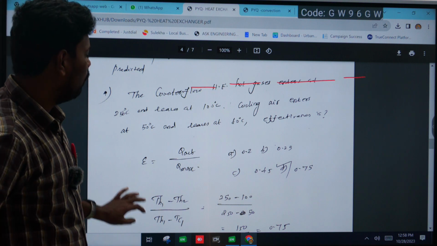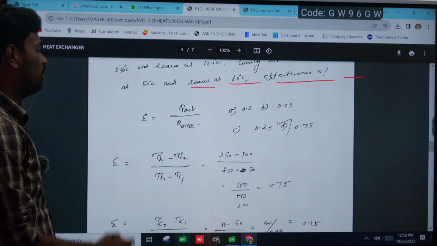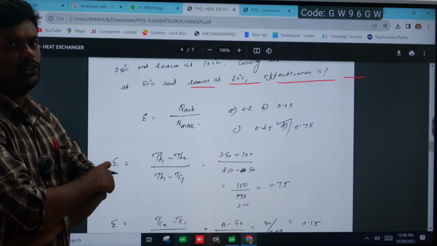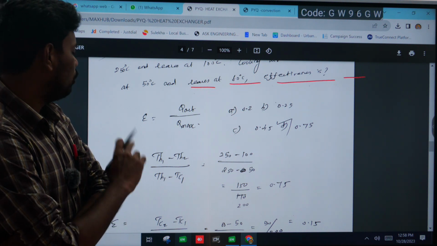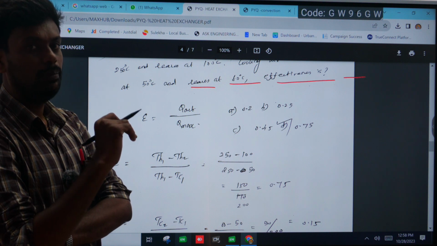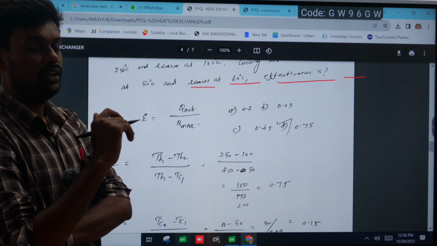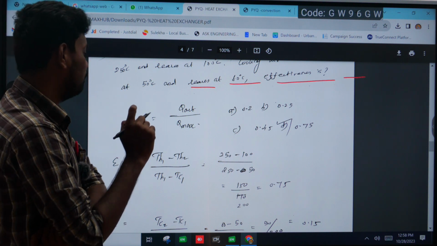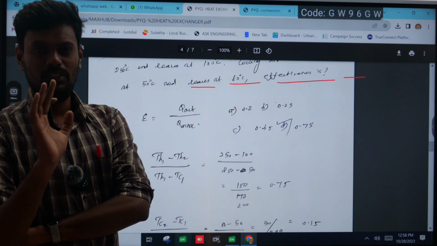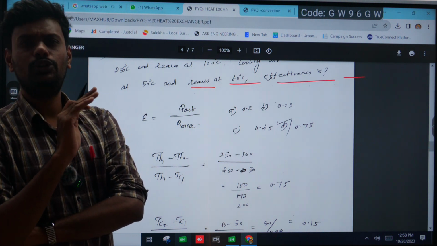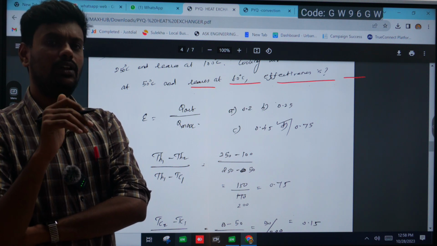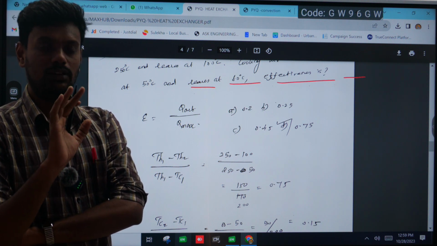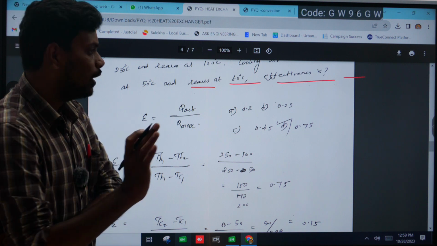Now, what is the formula for effectiveness? Effectiveness formula is actual heat transfer by maximum heat transfer. Okay. So, there are two formulas to find out the effectiveness of the heat exchanger. First formula is when they give only the temperature. There is some concept behind that, but no need to go more deep in that. If you go, then it will take more time and you will get confused also. You just remember only the formula for effectiveness.